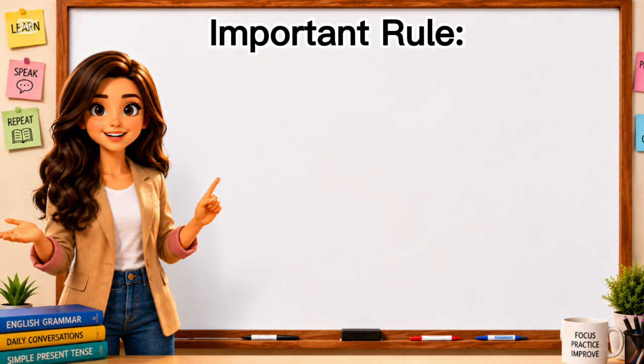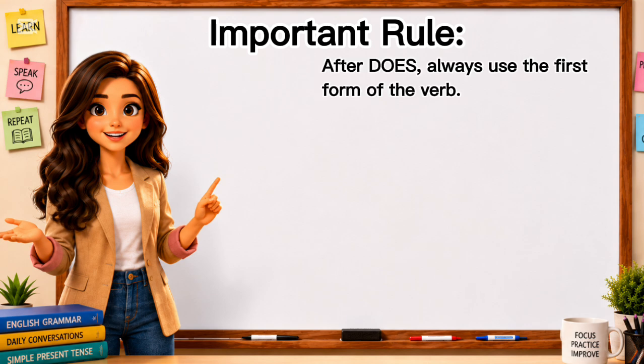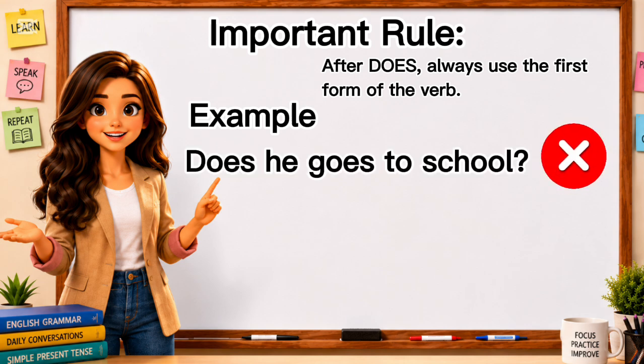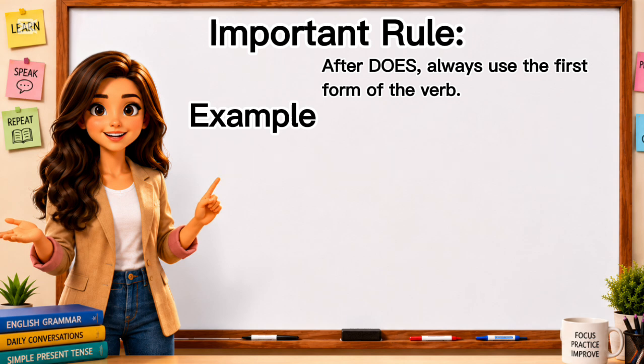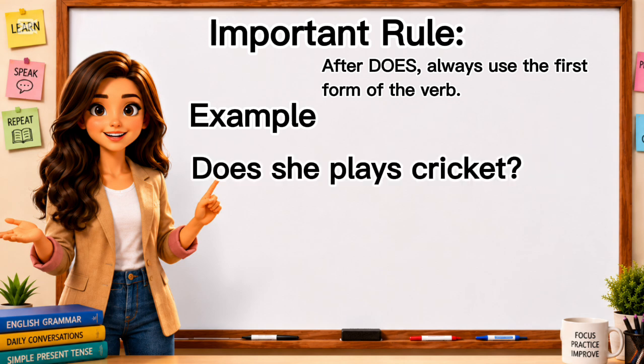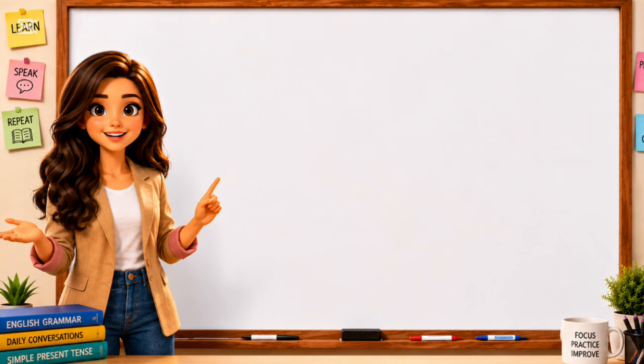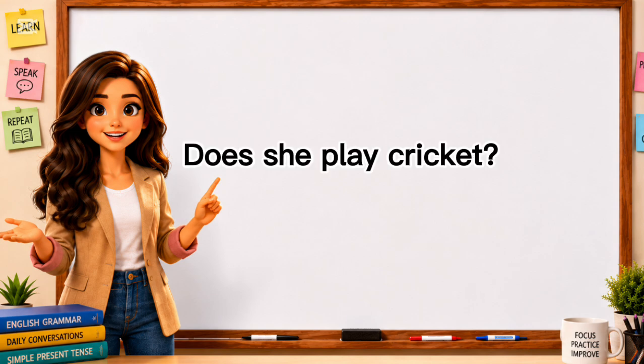Important rule. After does, always use the first form of the verb. Example: Does he goes to school? Wrong. Does he go to school? Correct. Does she plays cricket? Wrong. Does she play cricket? Correct.